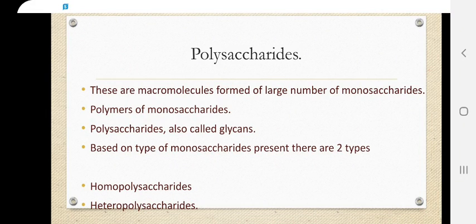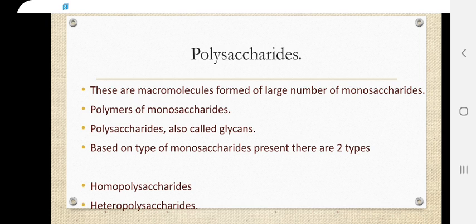Everyone. So we are going to continue our discussion on carbohydrates. In the previous class we discussed oligosaccharides, and today we'll continue with polysaccharides. I think I stopped somewhere here.